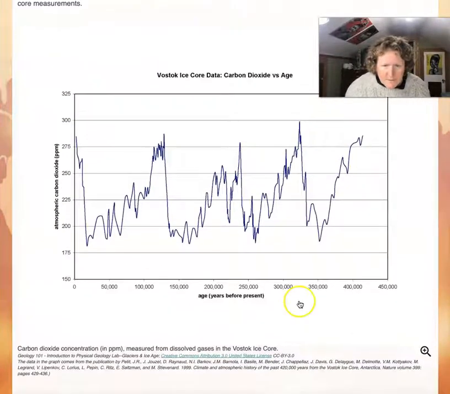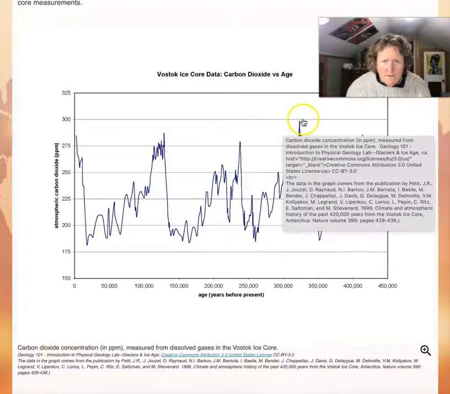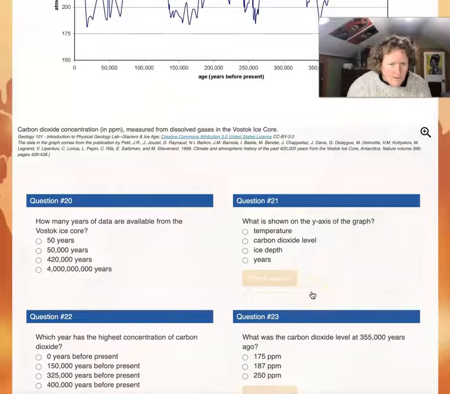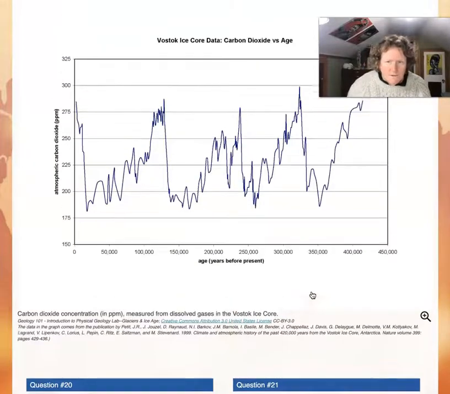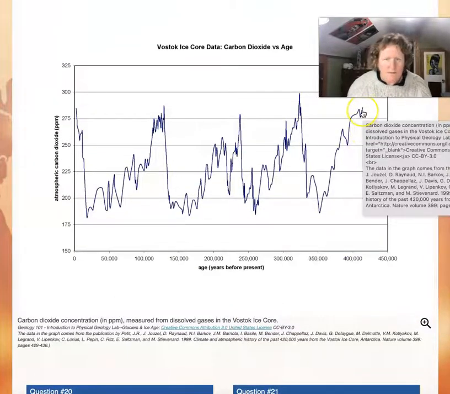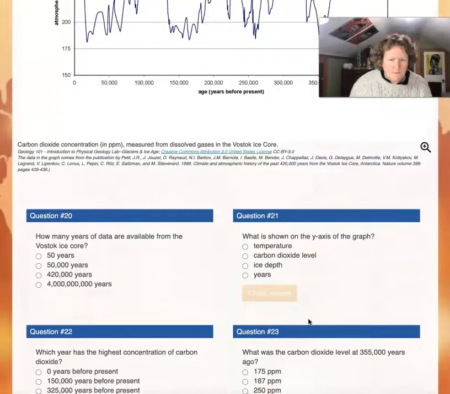325,000 years before present, which would be about right here. Or 400,000 years before present, which would be right here. Which one do you think is highest? This one, this one, this one, or this one? I bet you can figure it out.